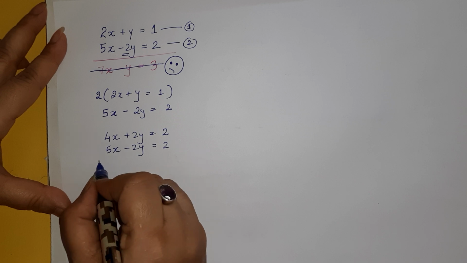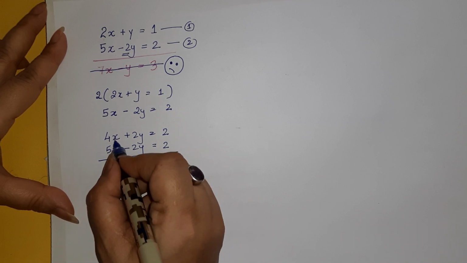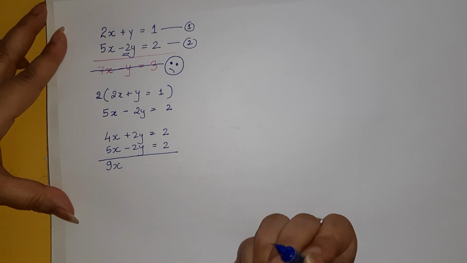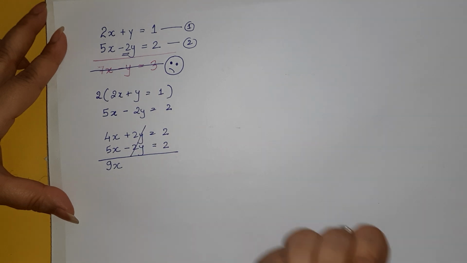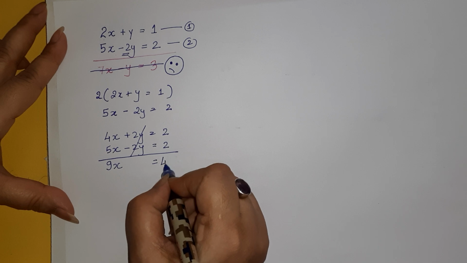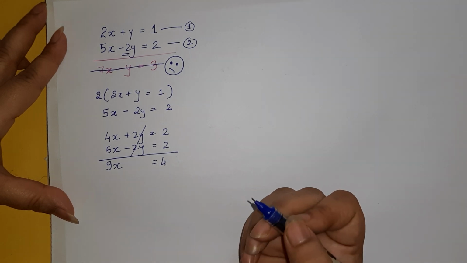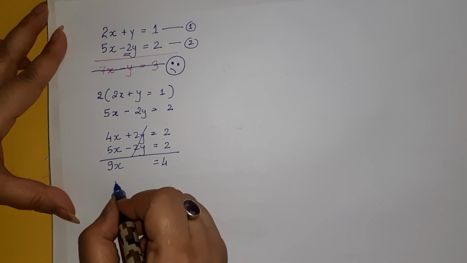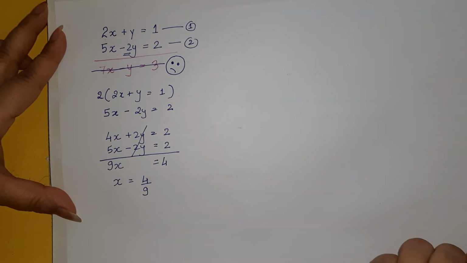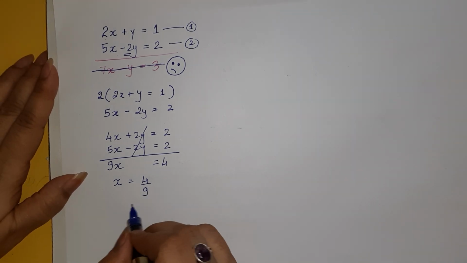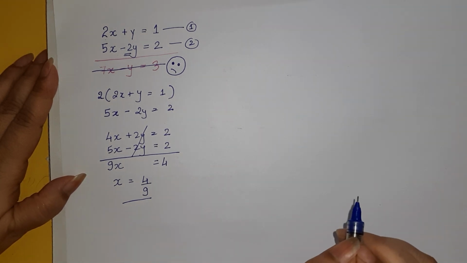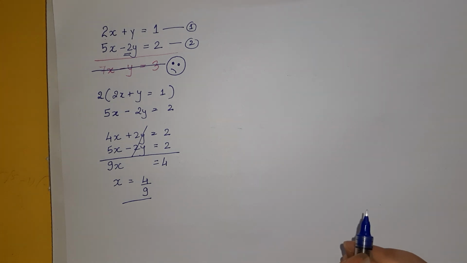Now let us add. 4x plus 5x results in 9x. 2y and minus 2y get cancelled. 2 plus 2 is equal to 4. So x is equal to 4 upon 9. Once you have found the value of x, you can put it in any of the equations above and get the respective value of y.